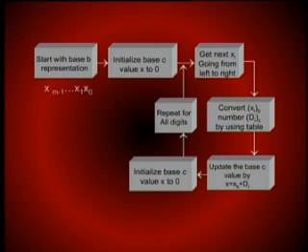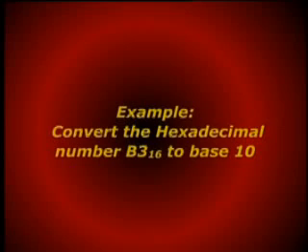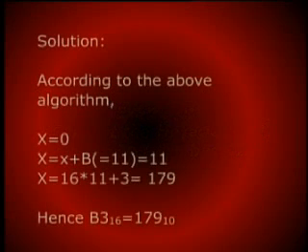Let us have a look at the simple worked example. A simple example gives us the conversion from hexadecimal number b3 to equivalent base 10. According to this algorithm, we put x equal to 0, we initialize it to 0, then the next value of x is x plus what is b in this case, the digit on the leftmost position, and decimal value is 11 from the table. So the value of x in first step becomes 11.